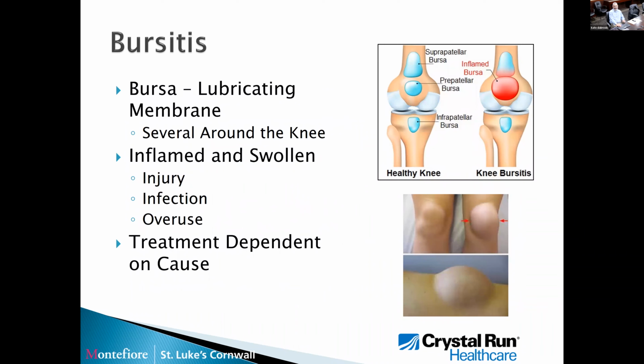So, bursitis. The bursa is a lubricating membrane. It's basically a small two-cell layer membrane. You have multiple ones of them all around, basically in a joint: your elbows, your shoulders, your hips, your ankles, knees, and these are some of the ones in the knee here. There's the suprapatellar bursa, the prepatellar bursa, which is the one that's in front of the kneecap, and the infrapatellar bursa, which is the one that's below the kneecap.